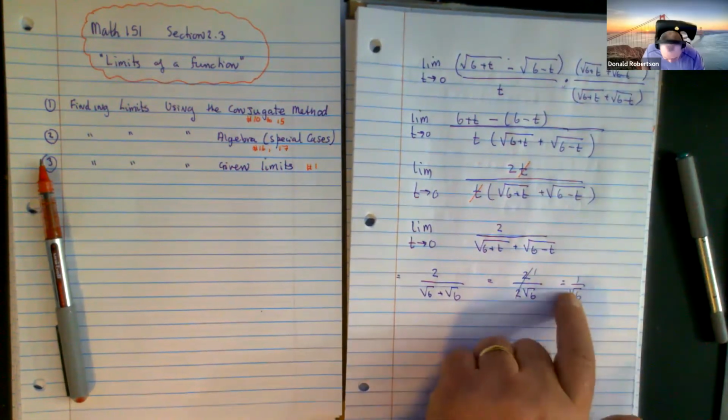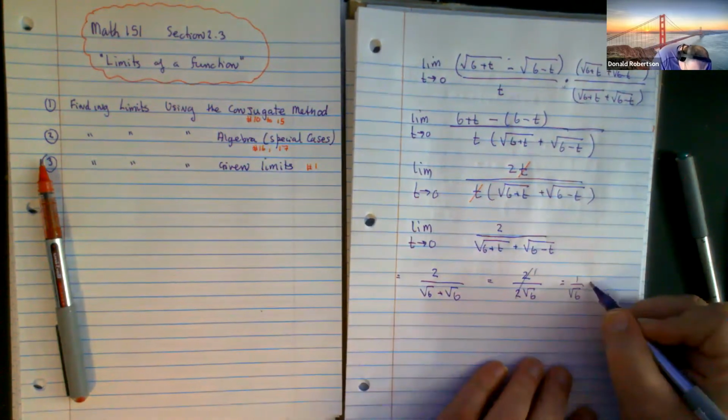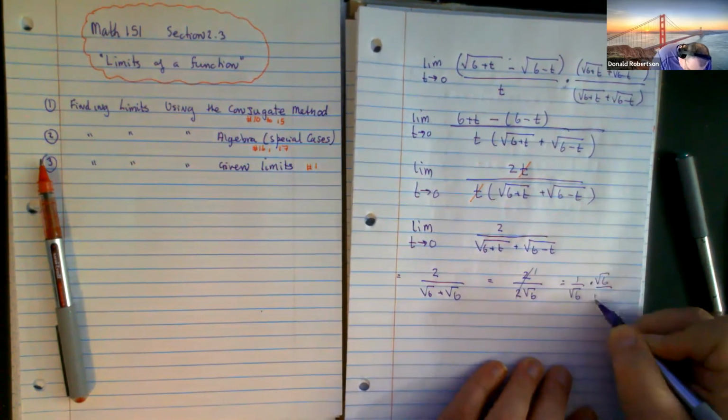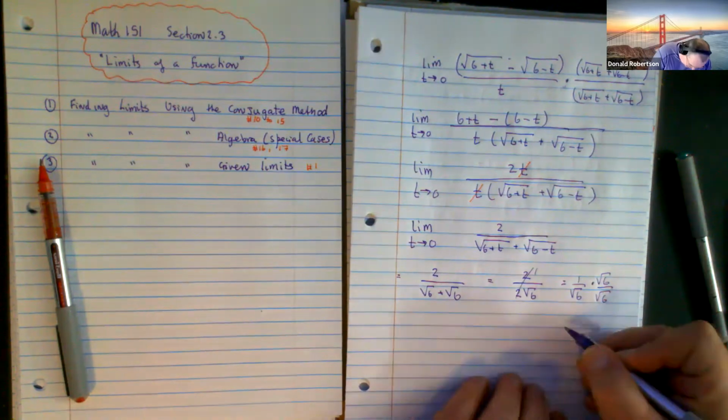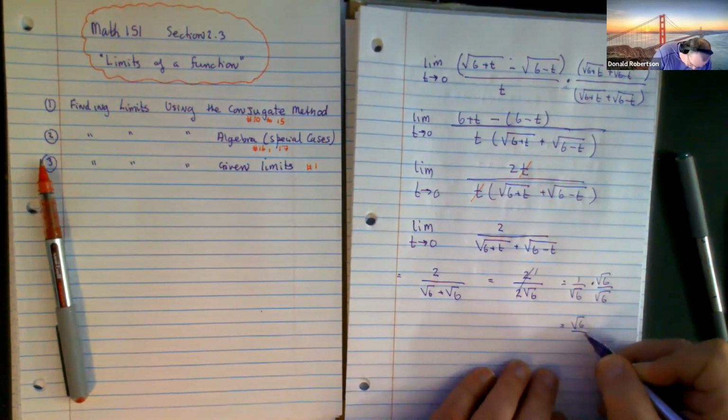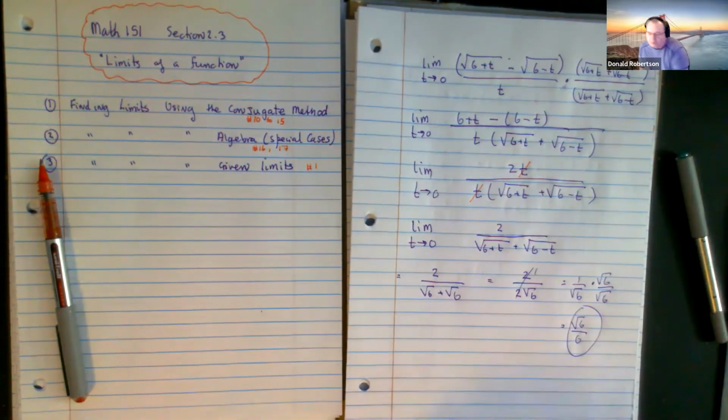And WebAssign would probably accept that, but I don't think we should leave things like that because that's not really good math. Shouldn't we rationalize the denominator by doing that little trick? And what do you get then? You get square root of 6 over 6, and that's the answer I would be looking for.